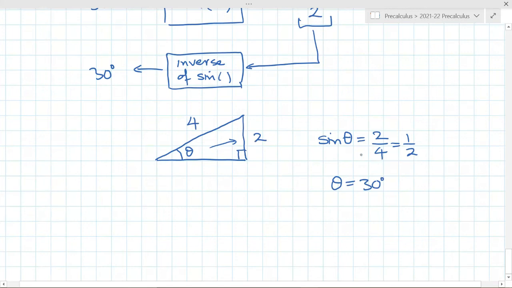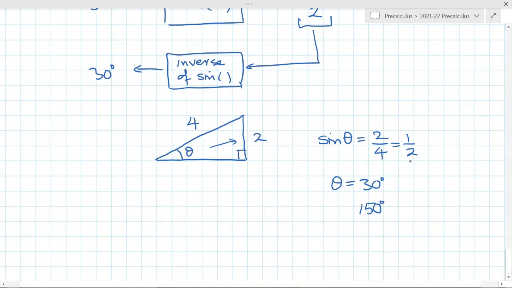But how did you know that? So you're kind of going back to the table, right? And looking it up in the other direction. Instead of starting from the angle and looking at the ratio, you're looking at the ratio and then looking at the angle. Right? In general, this could also be 150 degrees, right? If it's not this triangle, just looking at the ratio, because sine of 150 is also 1/2.